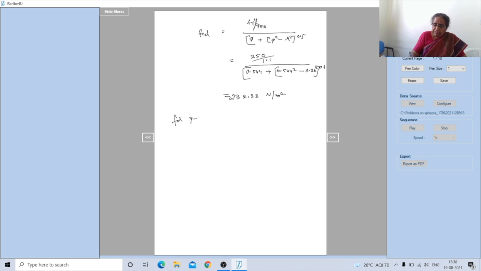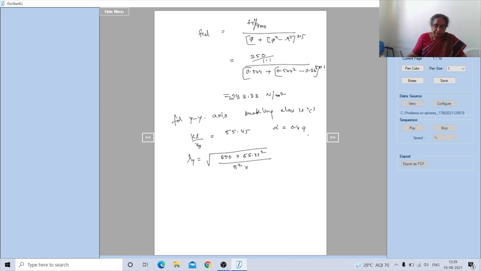Now for the yy axis, the buckling class is C, isn't it? Again I will calculate the KL by r. This is ryy I have to take. I'll get 55.45, then alpha as 0.49, then lambda y equal to, substituting in the formula, 250 into 55.45 square divided by pi square into E, which is 2 into 10 raised to 5. You will get this as 0.624.